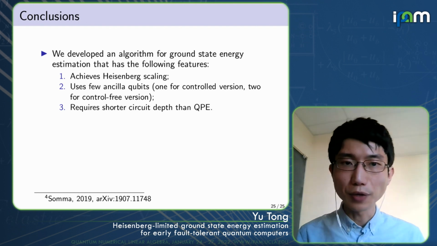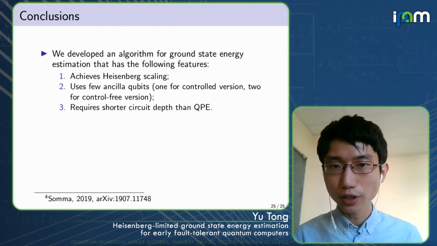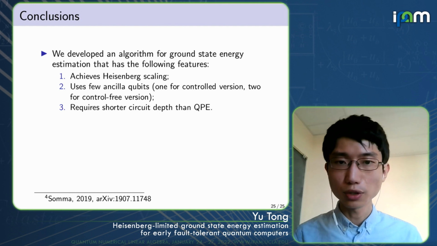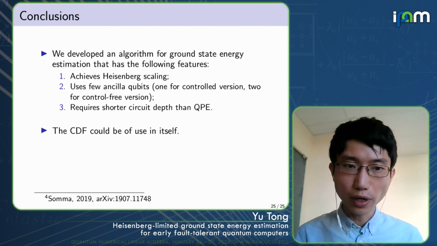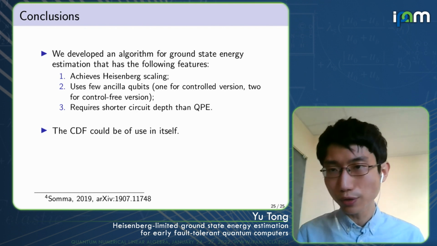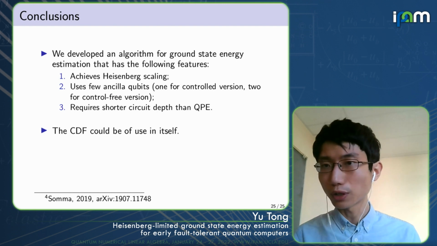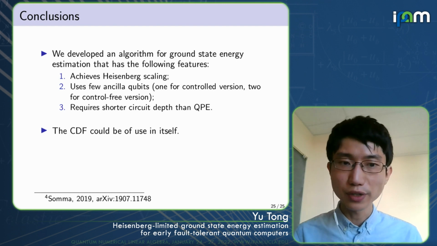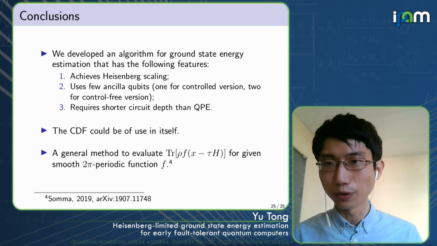To summarize, we developed an algorithm for ground state energy estimation that has the following features. First, it achieves the Heisenberg-limited precision scaling, and it uses few ancilla qubits, so one for the controlled version, two for the control-free version, and it also requires shorter circuit depths than quantum phase estimation. Besides the ground state energy, our algorithm can output the cumulative distribution function, which could be of use in itself. The exact CDF will basically tell you everything you would want to know about the spectrum. However, here we only compute an approximation to it, so the information we can extract from it is limited. However, this is still some very useful thing to have.